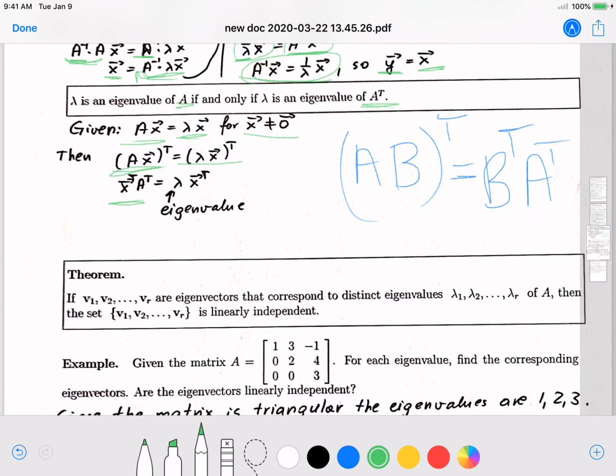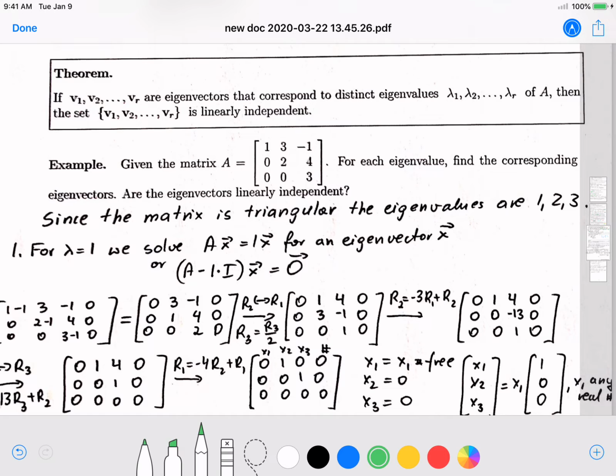Now we have a theorem: if v1, v2, and so on are eigenvectors of A that correspond to distinct eigenvalues of A, then the set is linearly independent. So if we have distinct eigenvalues, then the set of eigenvectors that correspond to different eigenvalues is always linearly independent. Okay, so now we have an example.